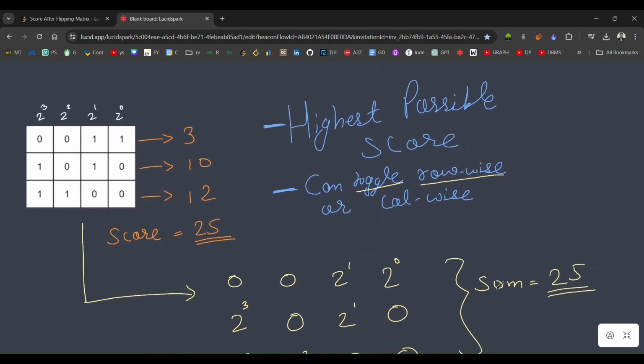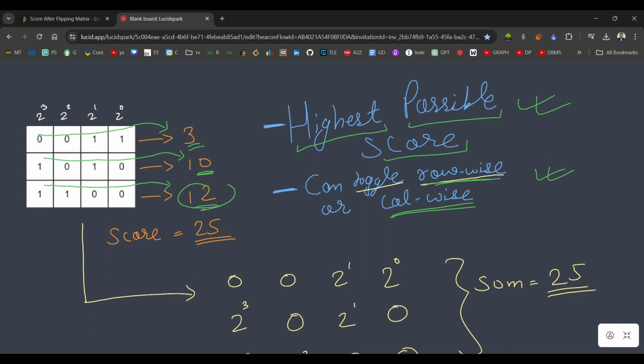The question is saying two things. First of all, we have to find the highest possible score, right? And then we can toggle either by picking a column or by picking a row, right? So this particular row will give 3 decimal value. This row will give 10 decimal value. This row will give 12 decimal value, right? So summing them up, the answer will be 25.